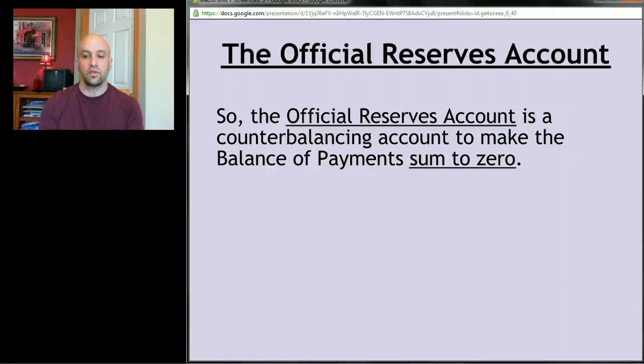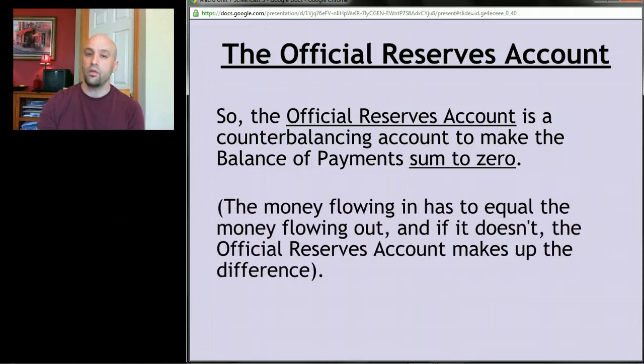So the official reserves account is kind of like a counterbalancing account that is used to make the balance of payments add up to zero. In other words, the money flowing into the country has to equal the money flowing out of the country. And if it doesn't, the official reserves account is used to make up whatever the difference will be. I'll show you an example of that in a bit.